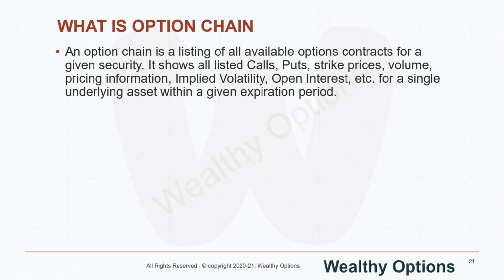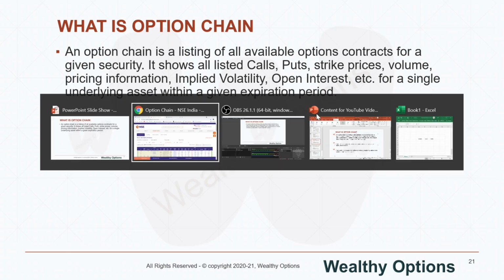So if you want to know all this data for a different expiration period, you can just go to a drop down list and at a click of a button you can select the different expiration period. Well, that's the definition. Now let's go to the NSE option chain to understand how to use option chain practically.